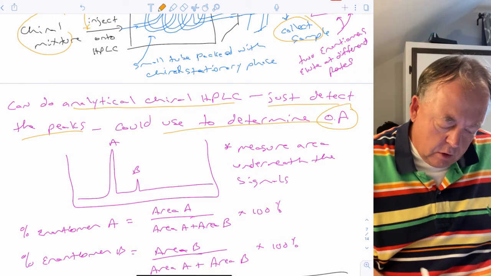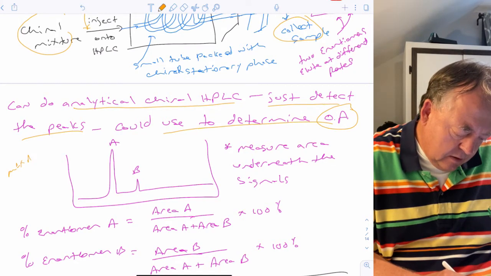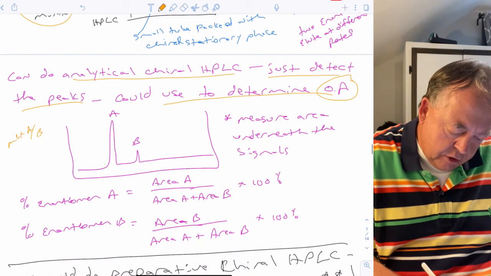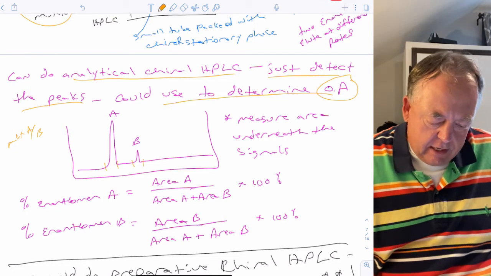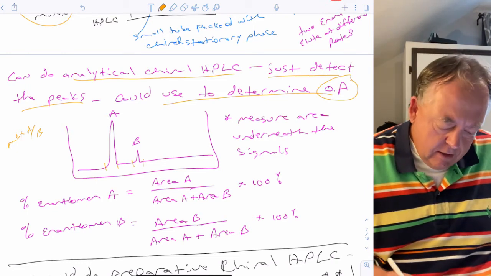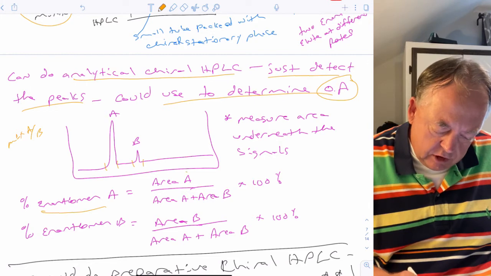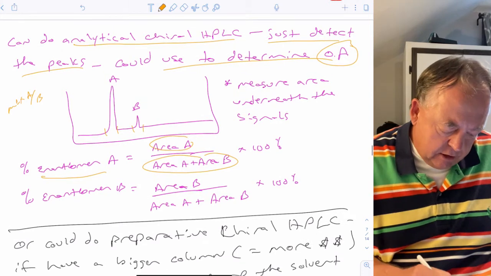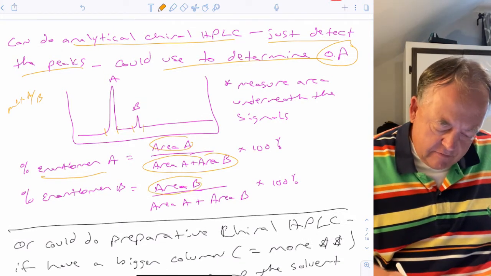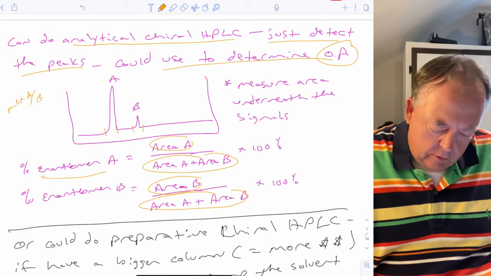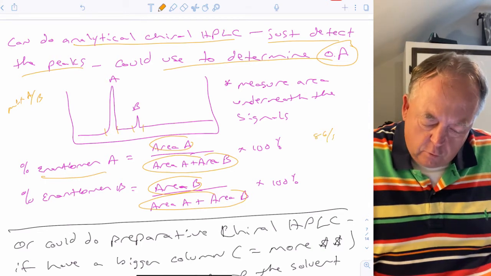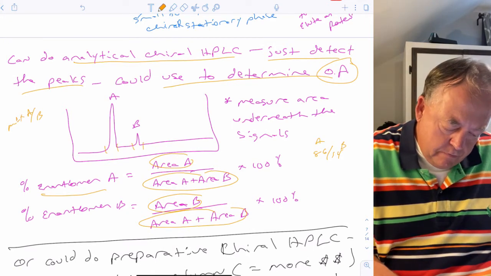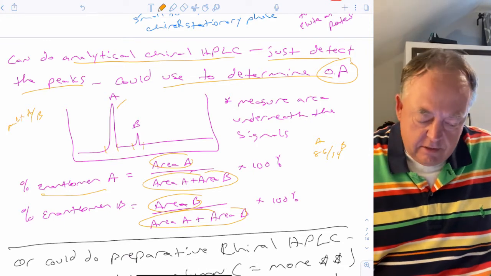So you put a mixture on, you don't know the optical purity, but when the peaks come out, what you can do is measure the area underneath those peaks, and you can use that to determine the optical purity, right? So the percent of enantiomer A would just be the area of A divided by the total area, area A plus area B. And the percent of enantiomer B would be the area B divided by the total area. And then that would allow you, so if you got an 86-14 mixture, for example, if it was 86A, 14B, then your peak A is going to be a lot bigger than your peak B is.